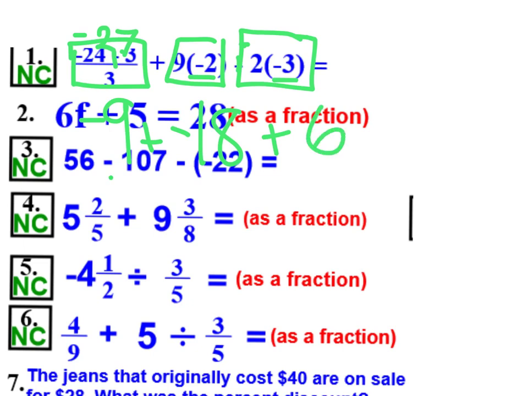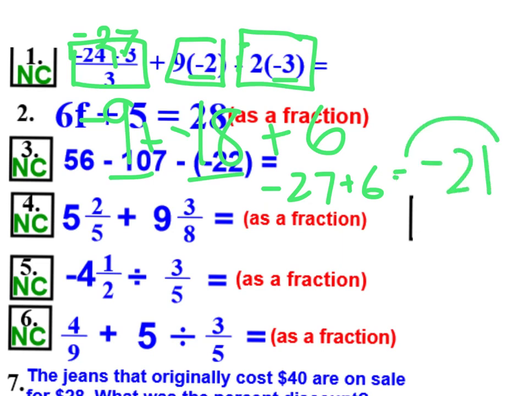Now, get my teams together. My negative team has 27 on it, and my positive team has 6, so the negatives obviously win by 21. We subtract and use the sign of the larger absolute value.